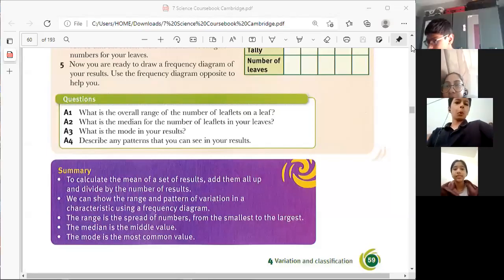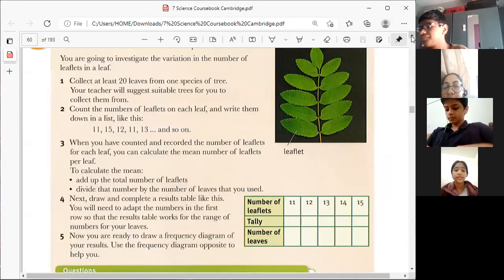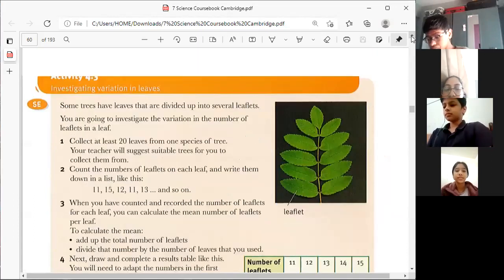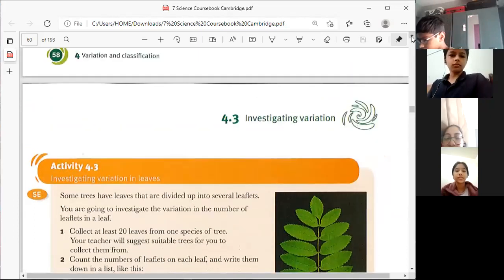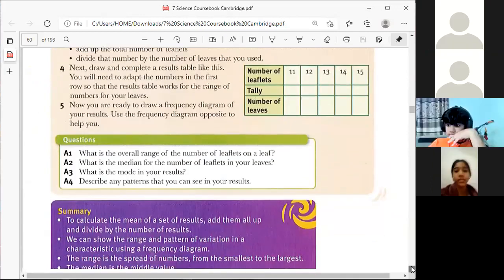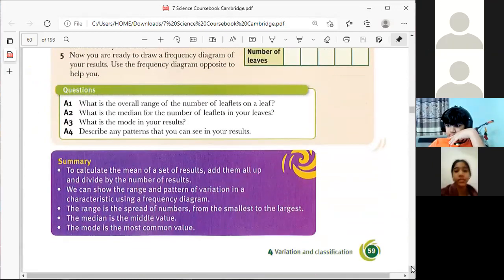Okay. If you remember, in the last class, we learned about the mean, median, and mode, because we are doing variation and classification. We are investigating the variation. We are seeing how much it is different. So now before I go ahead, I want you to write down this summary part. Please put it down quickly in your book.